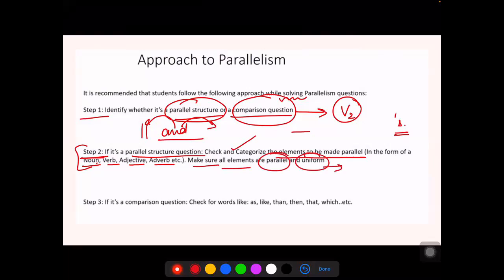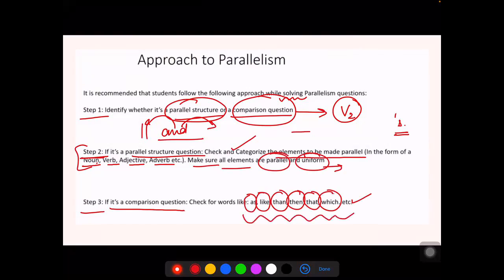Step 3, if it is a comparison question, check for words like as, like, than, then, what, that, which, etc. When we use these words, they are used for comparison. I'll definitely give you some exercises in the next slides where you can understand how the word like is used in comparison, and how the word than is used in making comparison. We normally say, one person scored better marks in my class than that of other students. Random names you can use. Ultimately, I'm making a comparison and it should be similar.